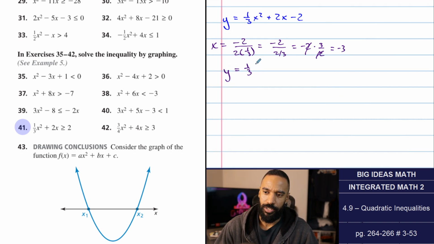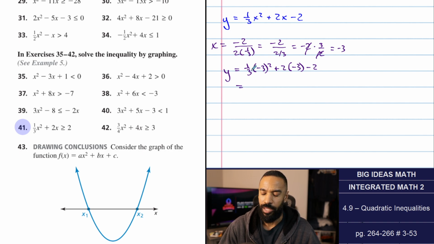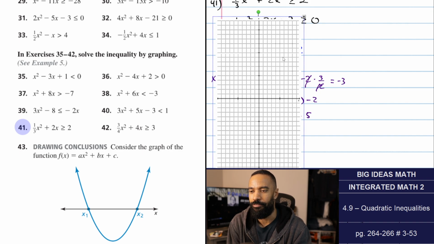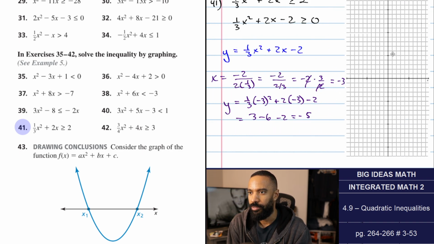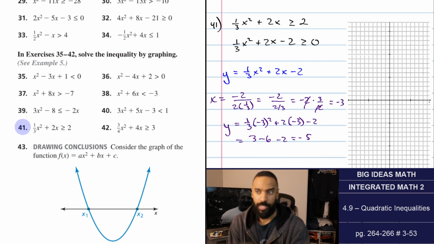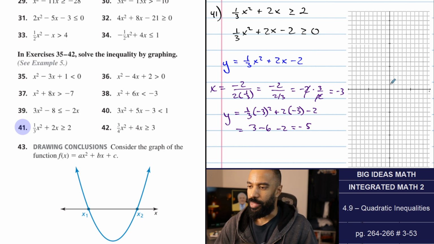And yeah, the y value should be good as well. So 1/3 times negative 3 squared plus 2 times negative 3 minus 2. The stretch factor is a fraction, all right, but the vertex isn't. And that kind of matters more to me. 9 divided by 3 is 3, minus 6 is negative 3, minus 2 is negative 5. So negative 3, negative 5 is the vertex. Okay, not a bad one. Not a bad vertex. Now, I don't think it's factorable, so I think the intercepts are, whatever. But we'll start with that. So negative 3, negative 5.